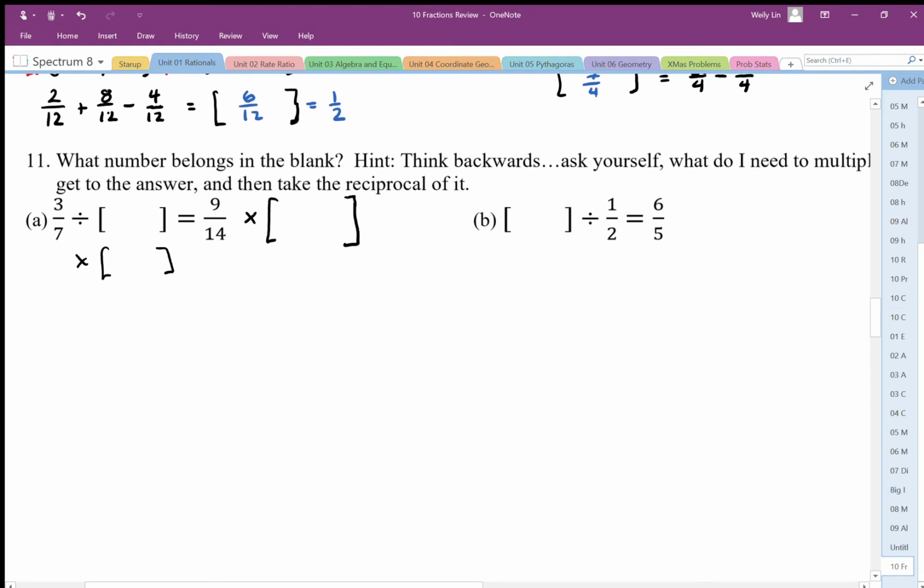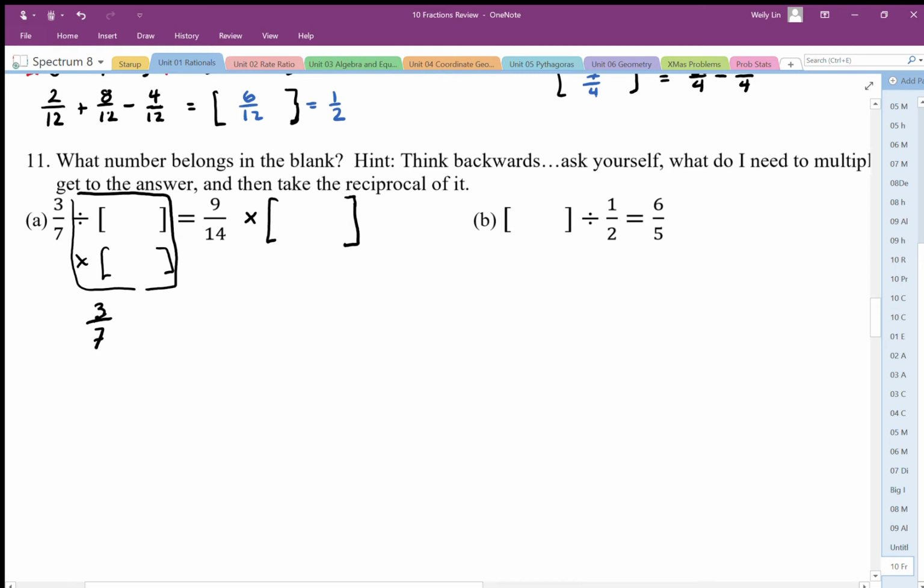We can think of this idea of undoing things, and although I don't know what that is, I'm just going to do the same thing to both sides. I'm going to times by that blank, and this times and divide, they undo each other, right? They are what we call inverses of each other. It's just going to leave me with 3 over 7. So these cancel out, and anytime we cancel out times and divide, we end up with 1.